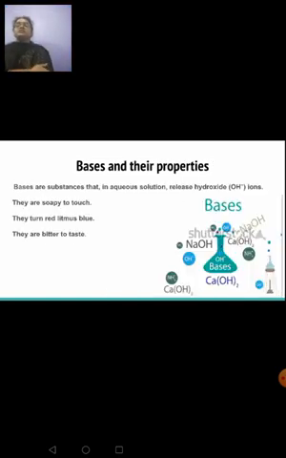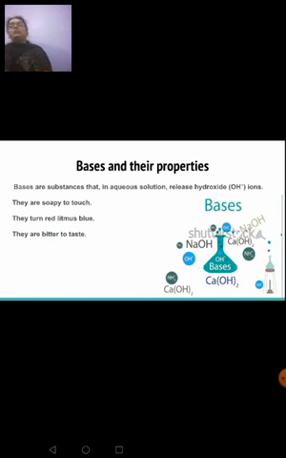Right, now we'll learn about bases. So what are bases? Bases are substances that in aqueous solution release hydroxide ions, whereas acids release hydrogen ions. They are soapy to touch and they turn red litmus blue. If it's blue litmus, it will remain blue, and they are bitter to taste. So these are the properties of bases. Bases are soapy to touch, they turn red litmus blue, and they are bitter to taste.